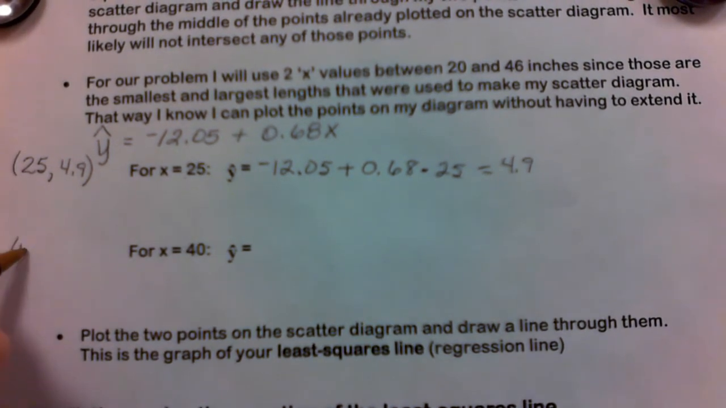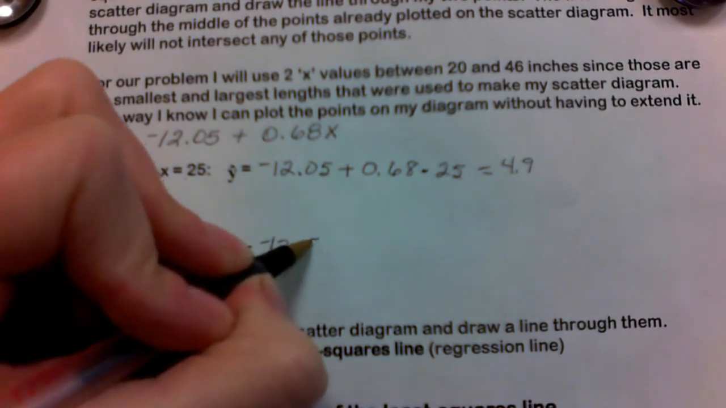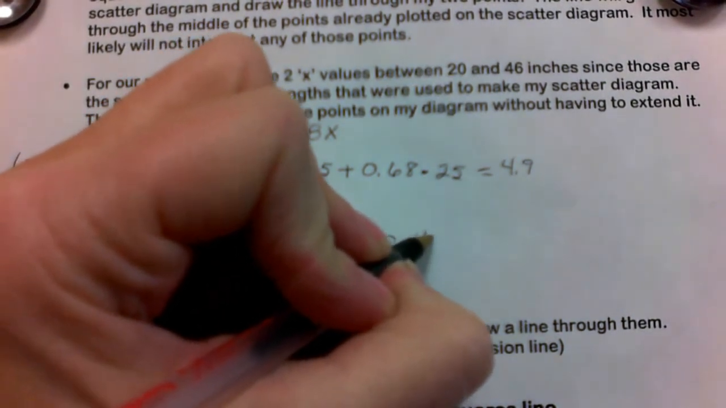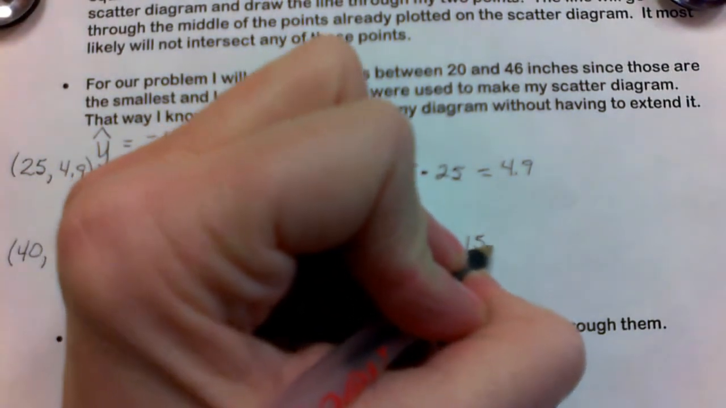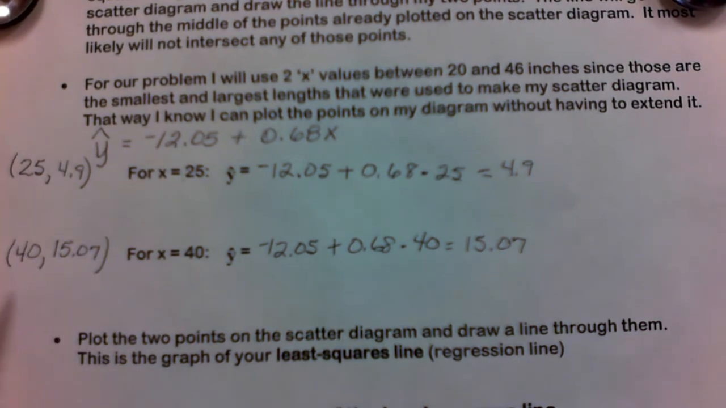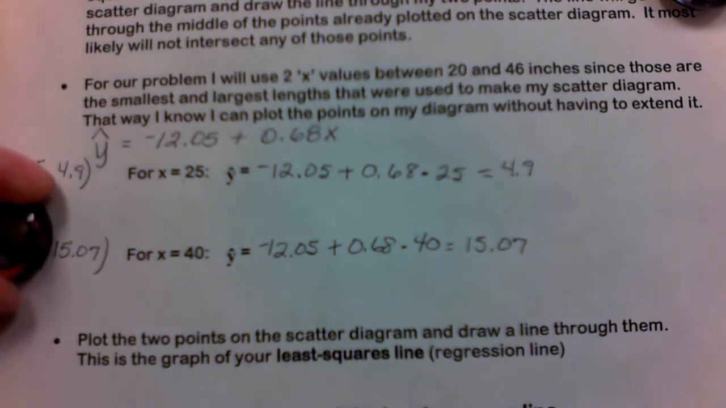So now we're going to let x be 40. So we would have negative 12.05 plus 0.68 times, now I'm going to use 40 as x, and when I go to my calculator, I get 15.07. So this would mean that a fish that is 40 inches in length would weigh 15.07 pounds. So then I would go to my scatter diagram, plot both of these points, get a ruler out and draw a line, and that's your least squares line.